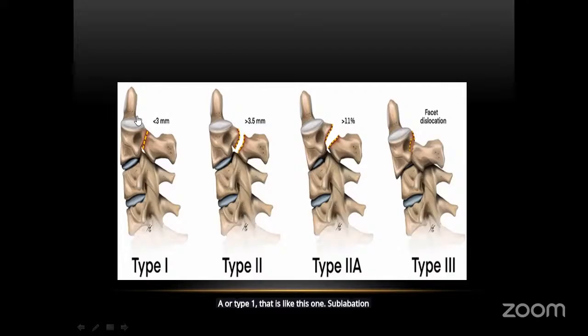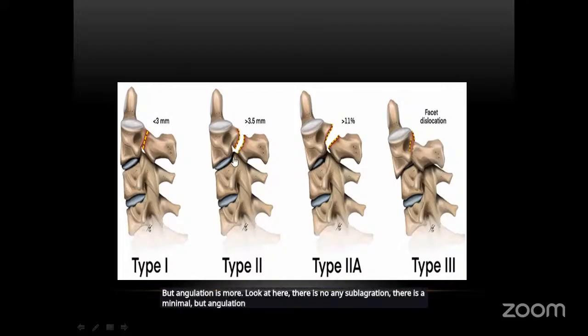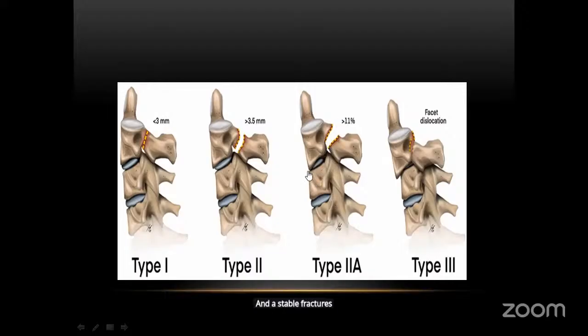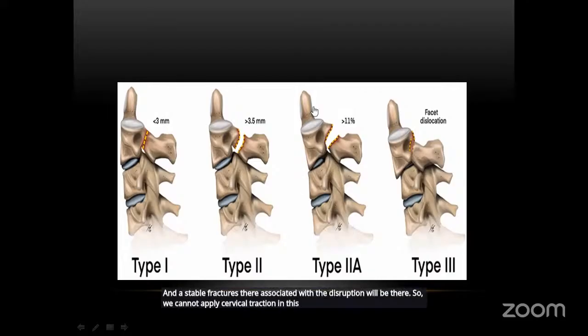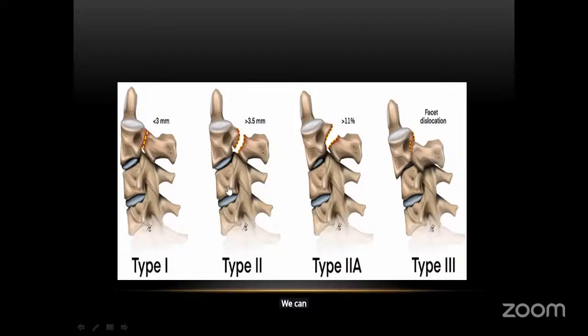Subluxation is less than 3 mm, but angulation is more. Look here, there is no real subluxation, there is a minimal one, but angulation is more. But what about type 2? The subluxation is more, but angulation is less. So this is the difference. And the second difference is the oblique fracture, an unstable fracture associated with disc disruption. So we cannot apply cervical traction in this one, it will increase the angulation. We can apply the traction in type 2.